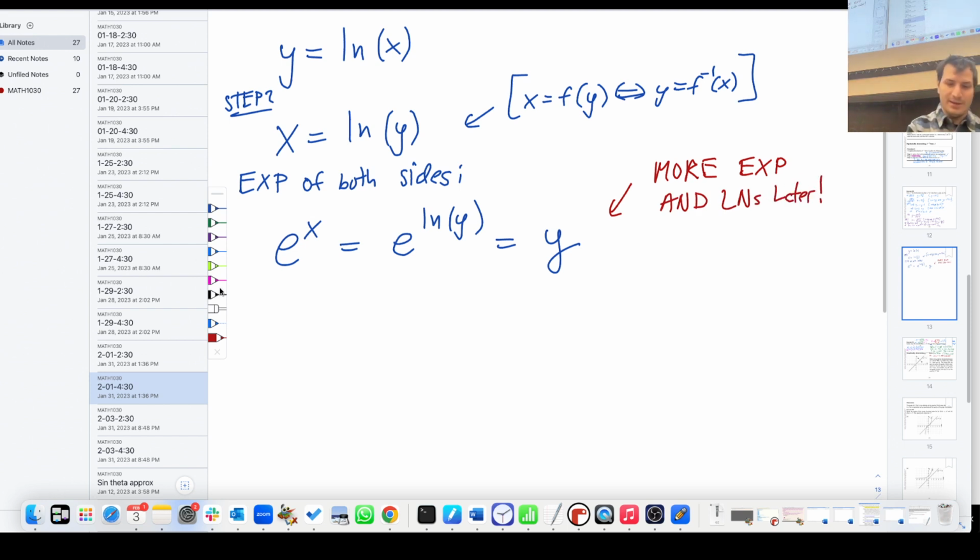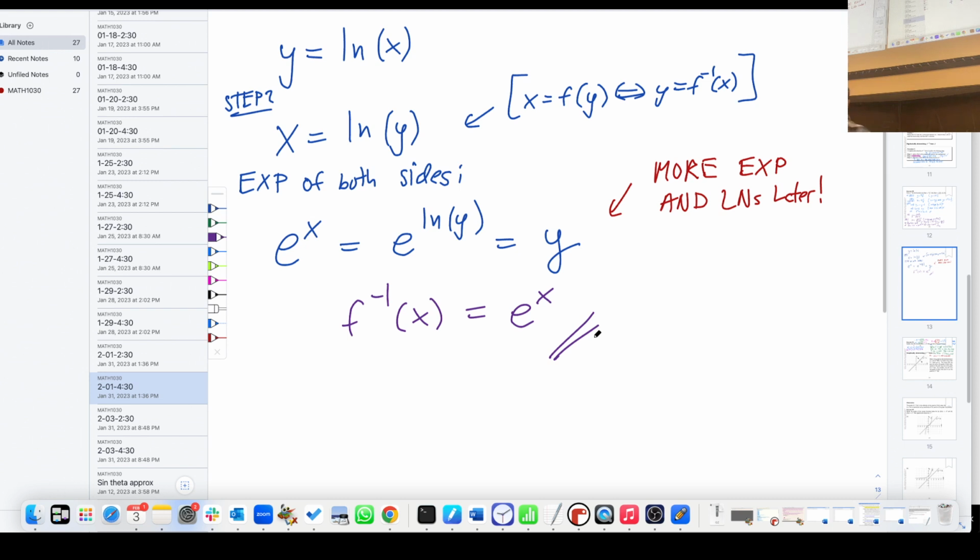Okay, so what is the answer? The answer is f inverse of x is the function e to the x. That's what it is. So the inverse of the logarithm is the exponential. You probably knew that logarithms and exponentials have something to do with each other. Now you know what.